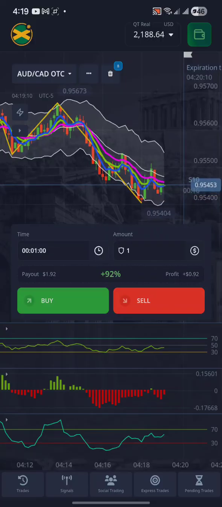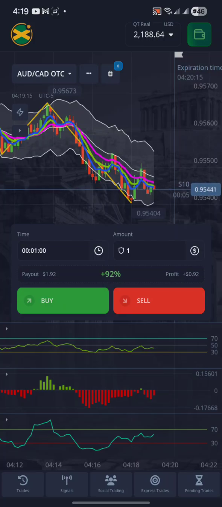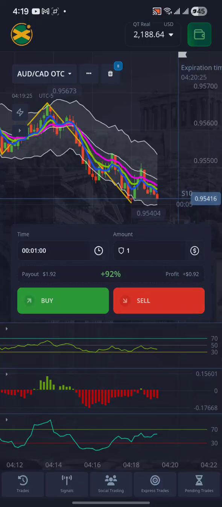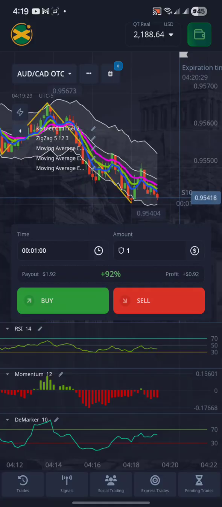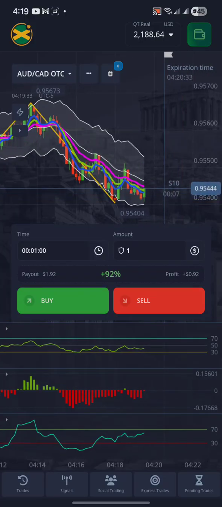RSI starts pointing up. So we want both the RSI and the EMA, the RSI and the DeMarker in the same direction. DeMarker 10, RSI 14, momentum 12. Momentum 12 and 10, 12 on real. I think a 10 may have on demo.